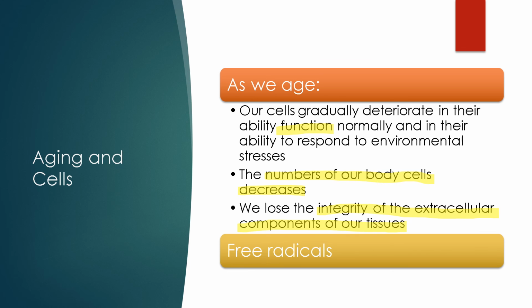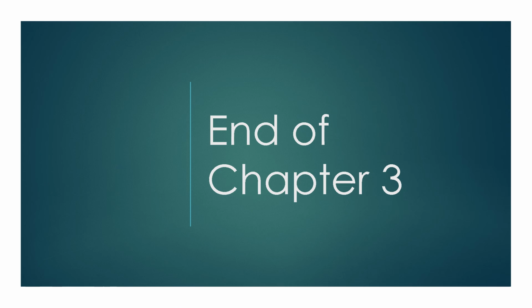We also get more free radicals as we age. A free radical is an uncharged molecule. Typically, they are very reactive as they have unpaired valence electrons. So in the body, these can be quite destructive. And that's going to be the end of chapter 3.